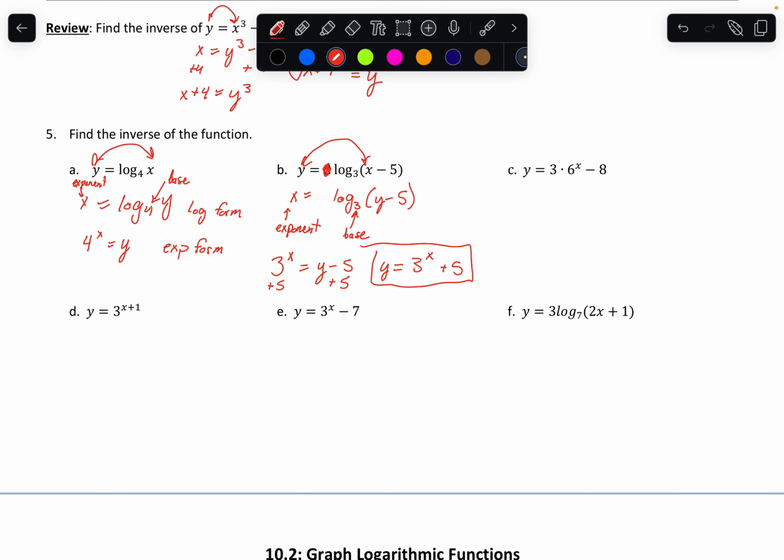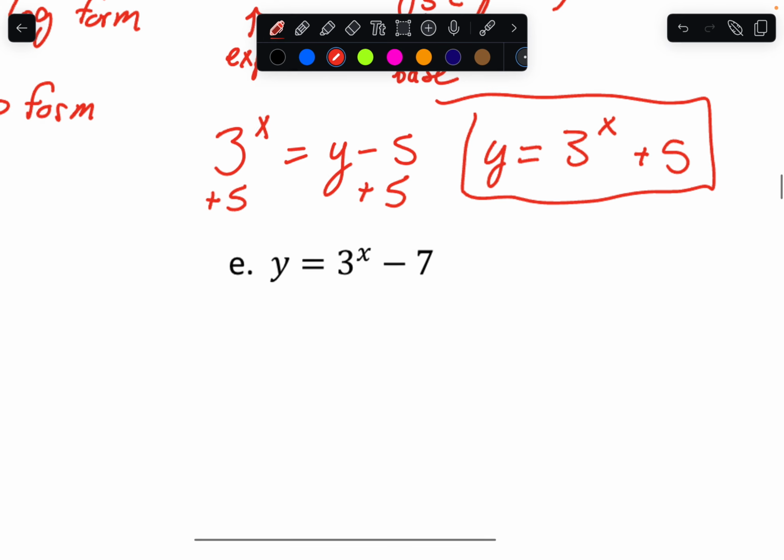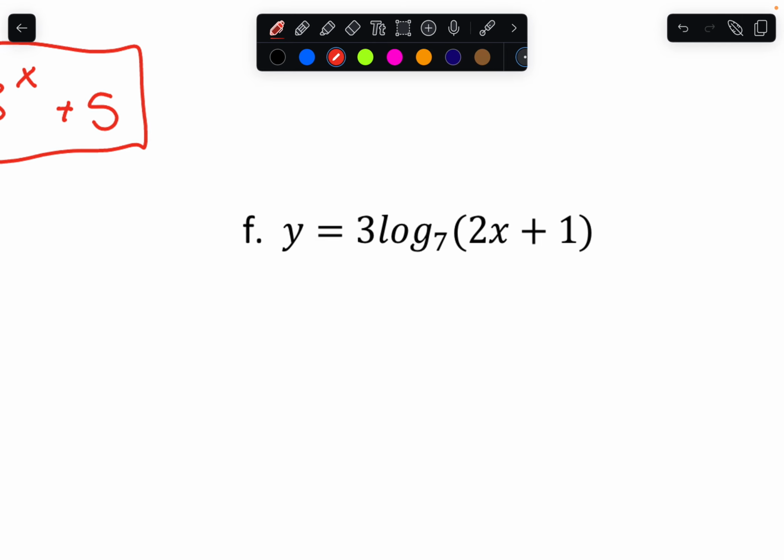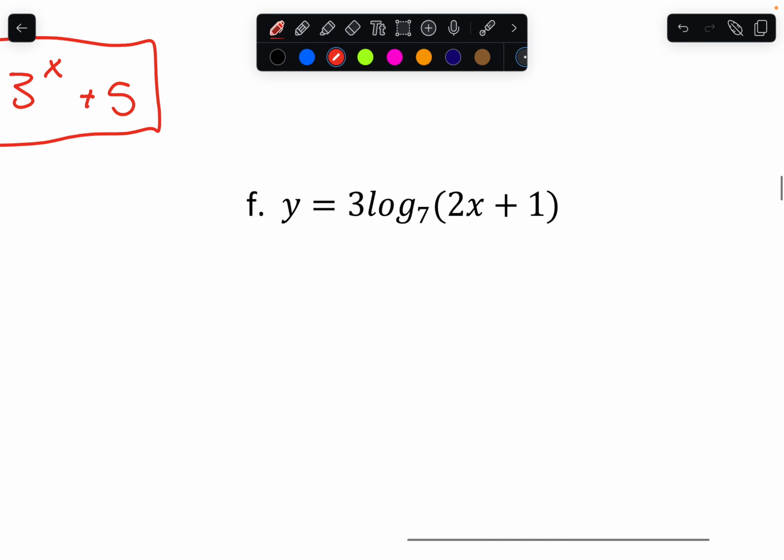All right, let's skip down here just a little bit because this is going to be a long video, and that's okay, but I just want us to see some of these different ones here. I do want to do letter F here. I think letter F will be the last one we do. Okay, so now we've got y equals 3 times the log base 7 of 2x plus 1.